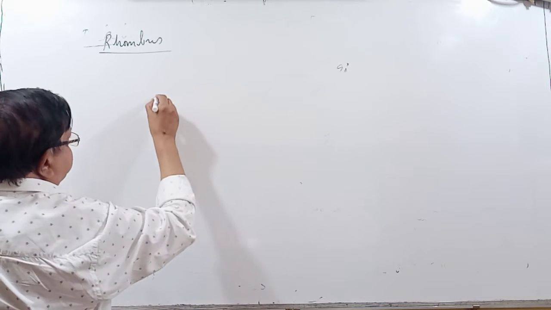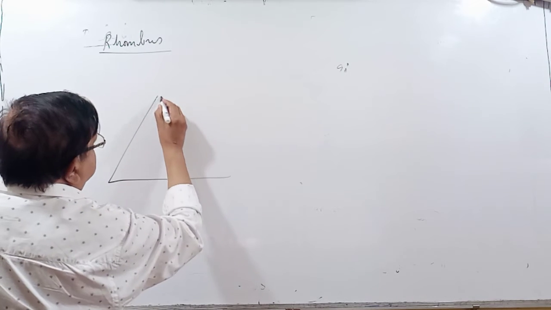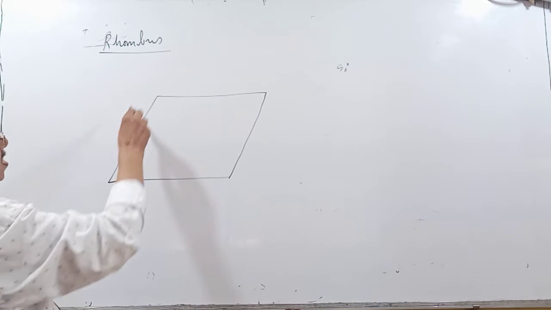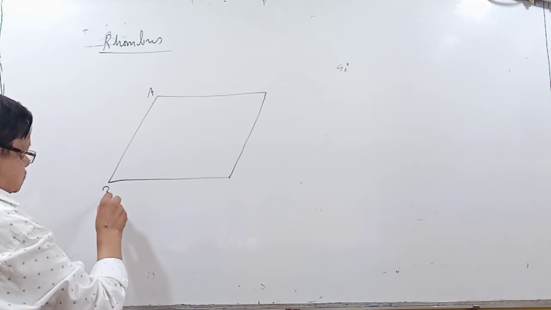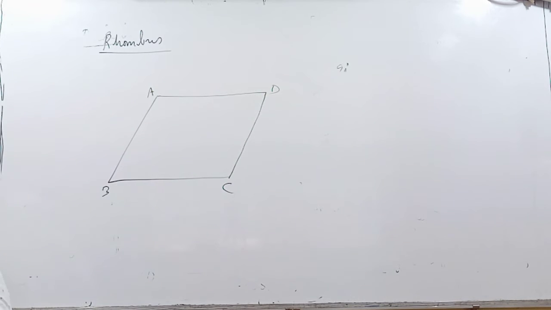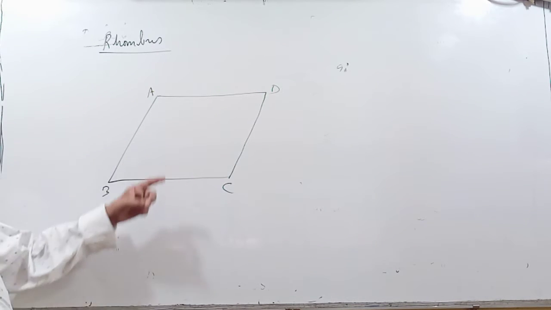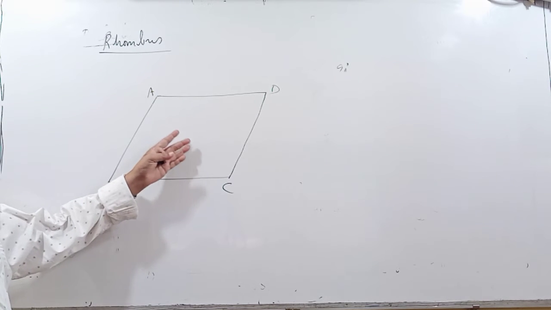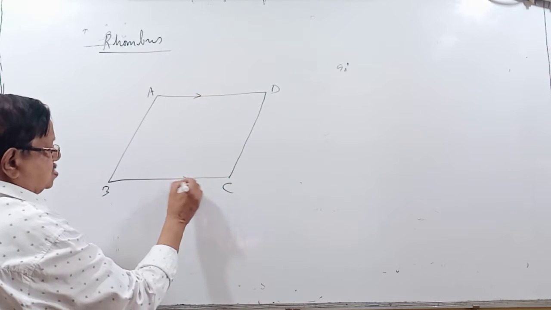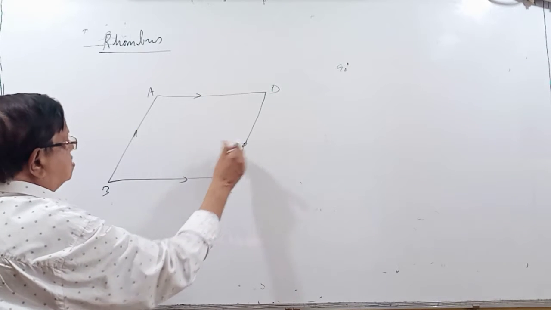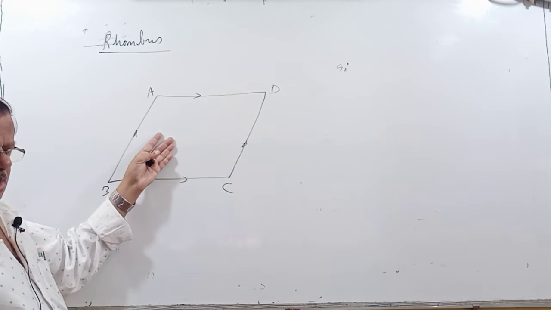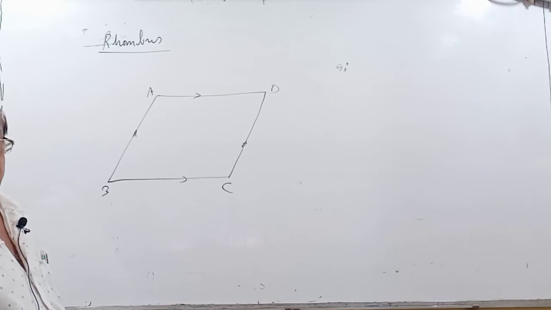Rhombus ABCD, of course, is a parallelogram, no doubt, because opposite sides are parallel. This is parallel to this. This is parallel to this. It's a parallelogram. But what is the speciality of the rhombus?